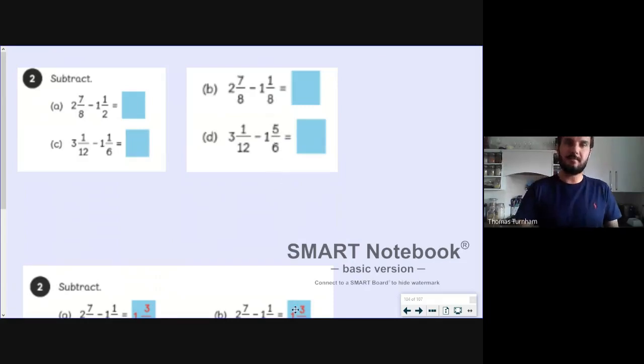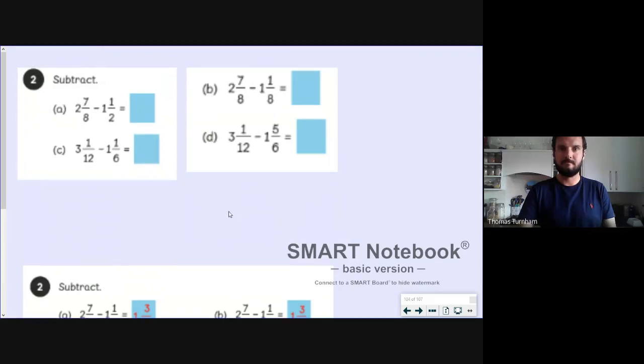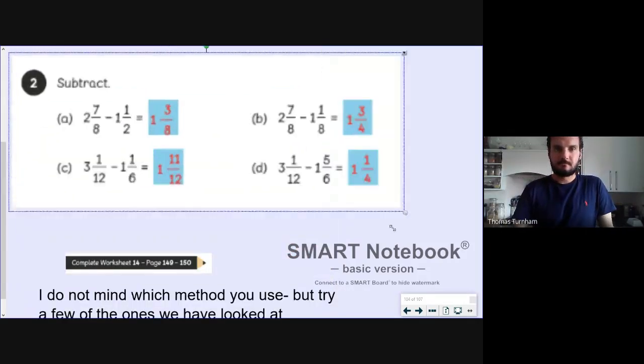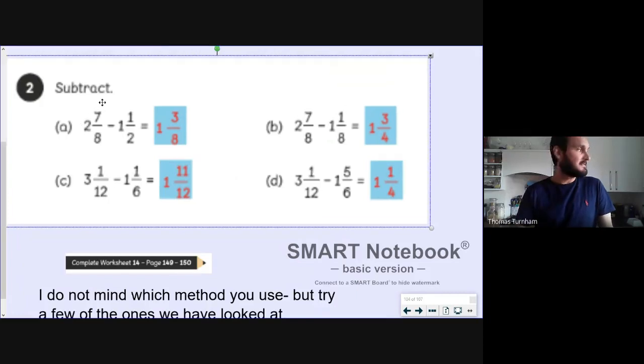Have a try on a piece of paper, and you'll need to pause the video, at these 4 calculations, A, B, C, and D. Okay. Let's just make it a bit bigger. So 2 7/8, take away 1 1/2. You might have used lots of different methods for this, and the answer would be 1 3/8. If you've expressed that as an improper fraction, it's fine, but really remember to simplify it down. Simple answers wouldn't be improper.